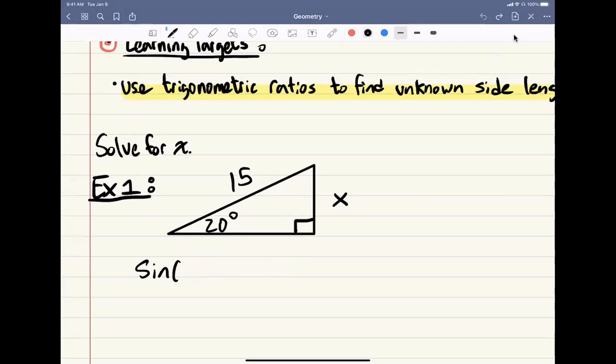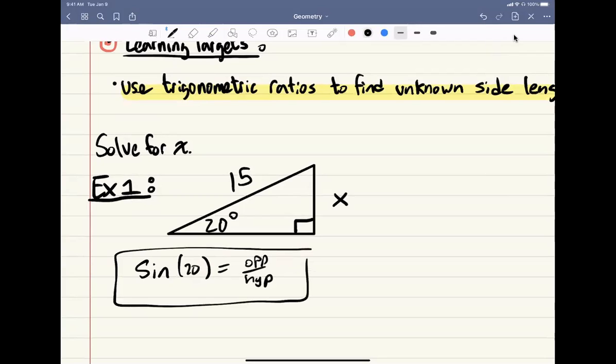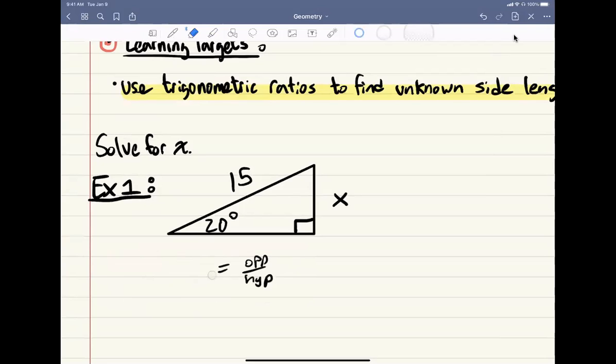Sine 20 is a number, but we also know that sine of 20 is going to be whatever the opposite over the hypotenuse is. So when we have this information in a triangle, we'll be able to solve for x, and I'll explain what I mean. Before we even begin, let's look at this problem like we don't know what we're doing. It says solve for x.